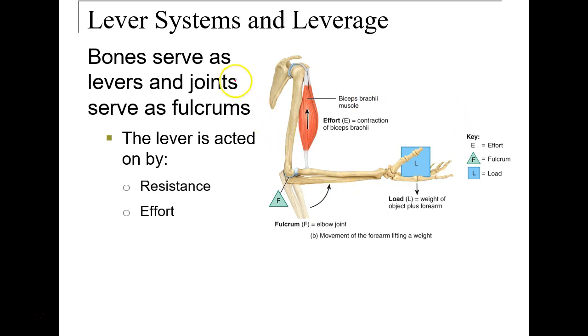These joints work as levers. So bones are going to be the levers. The joints are the fulcrum, or the center of movement. We're going to act on it by resistance and effort. So resistance will be the load, effort will be the contraction of the muscle.